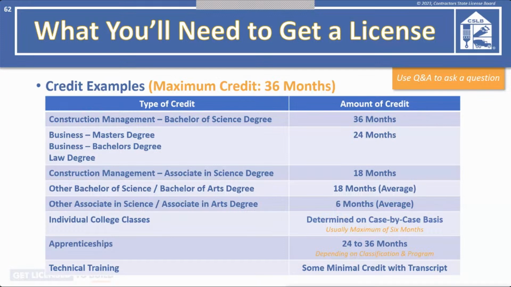How can self-employed people prove work experience? Again, it's dependent upon the classification. If you worked out in the field, somebody would have to have had firsthand knowledge of your experience. So let's say you're applying for the C27 landscaping classification, and you did it with a business license with your city or your county.